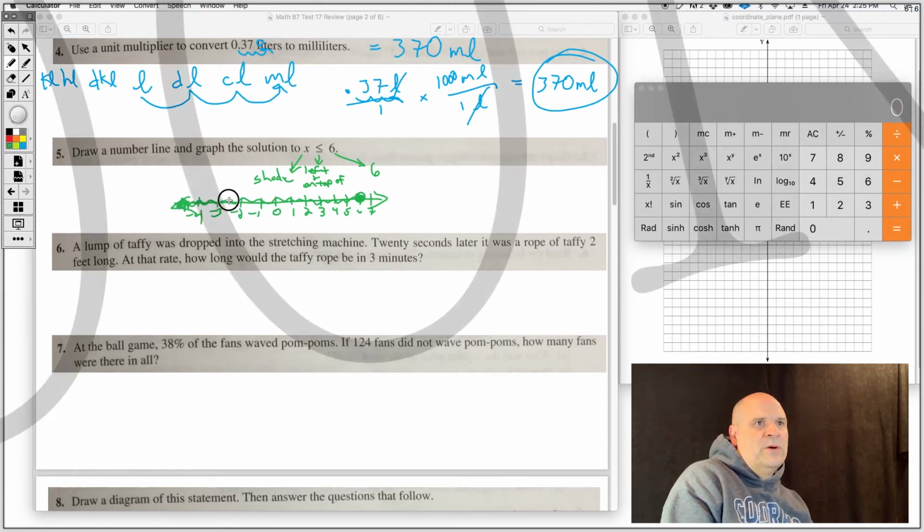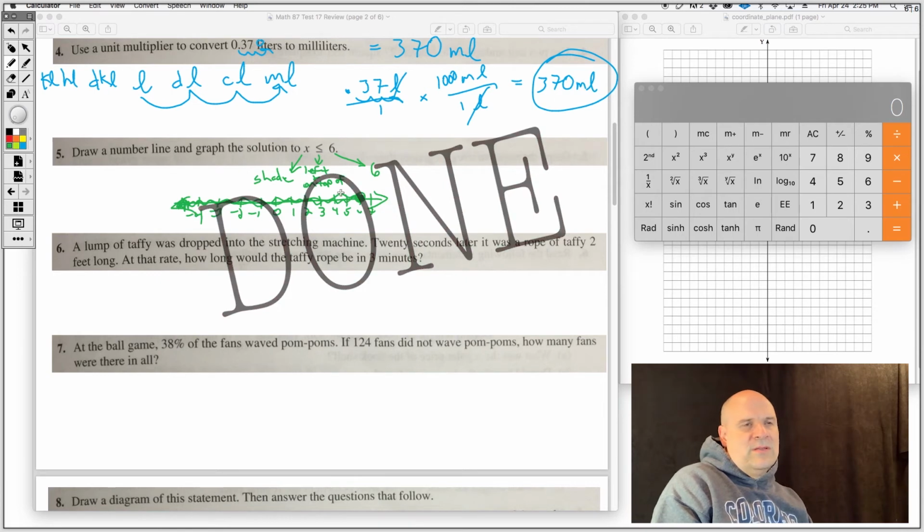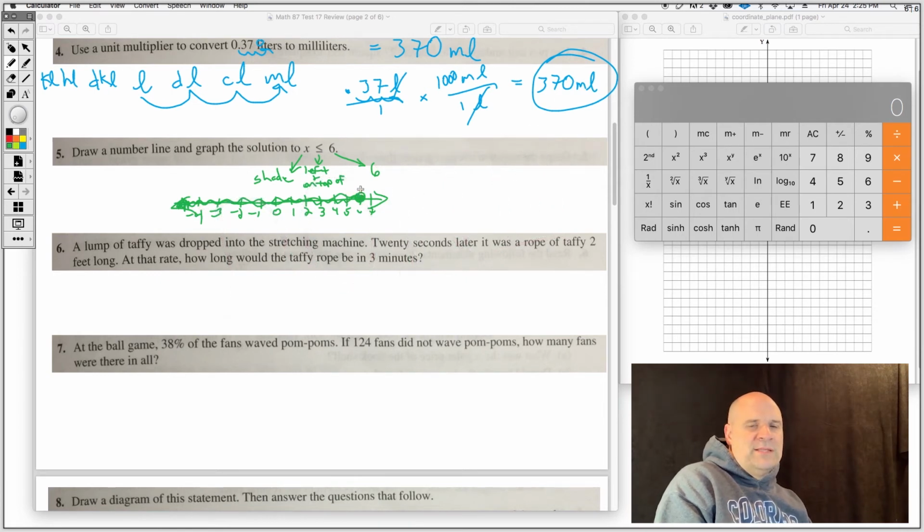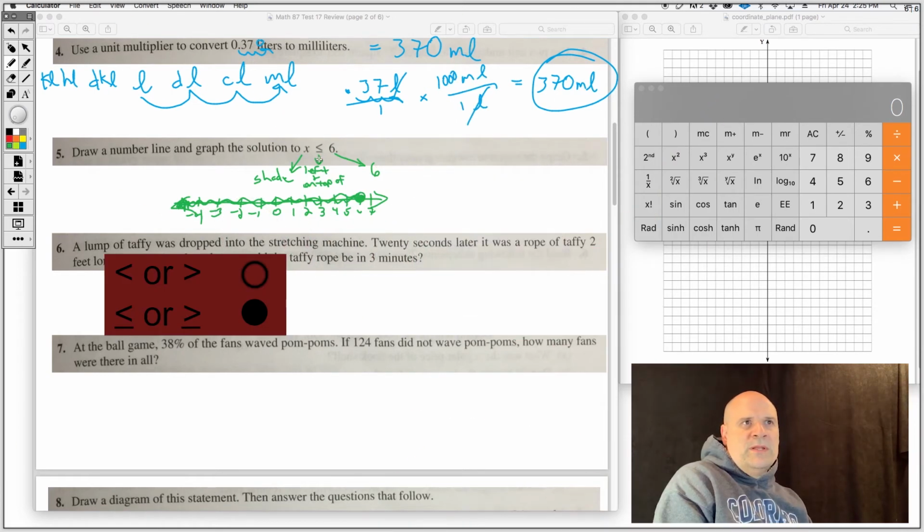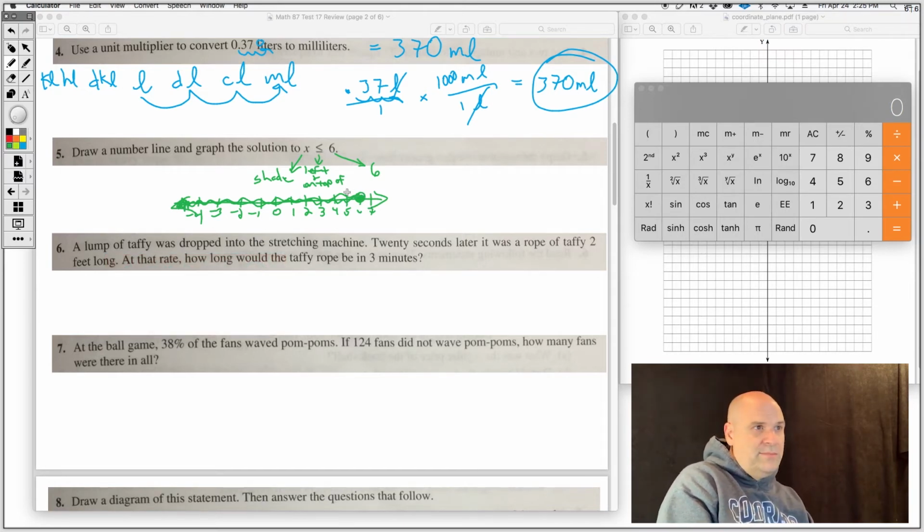Okay. Boom. All right. So the biggest mistake is people filling this in or not filling it in. When you have a line under it, you fill it in. When you don't have a line under it, you don't. Another way to remember it is the more ink it takes to draw the symbol, the more ink it takes to graph it. Okay? All right, number 6.